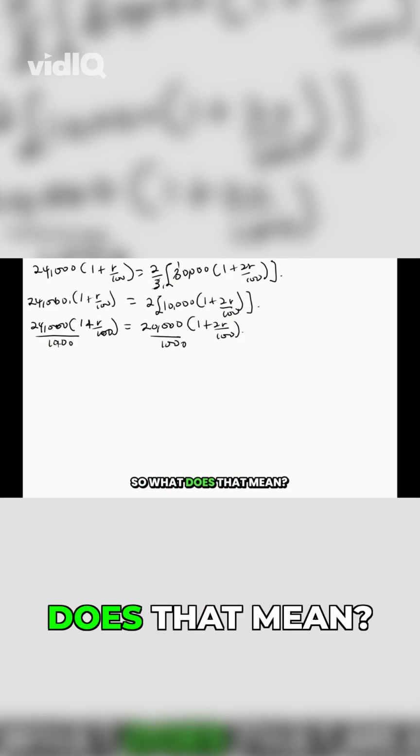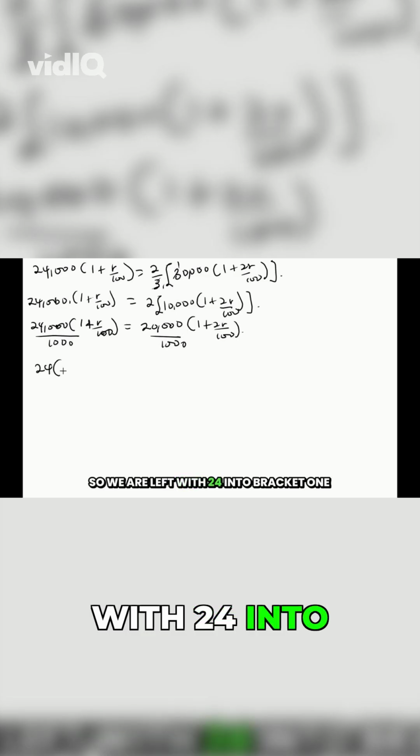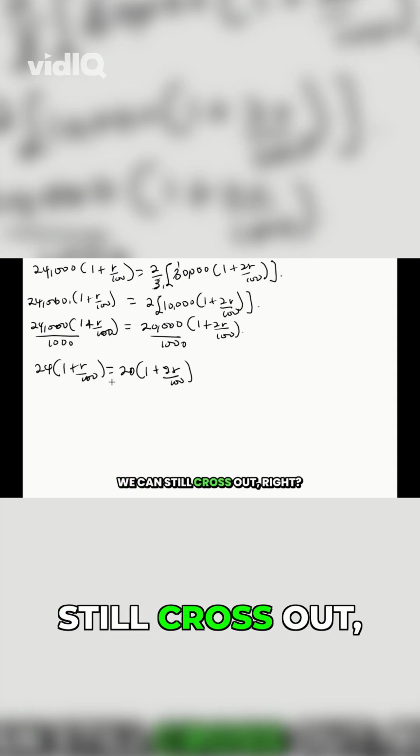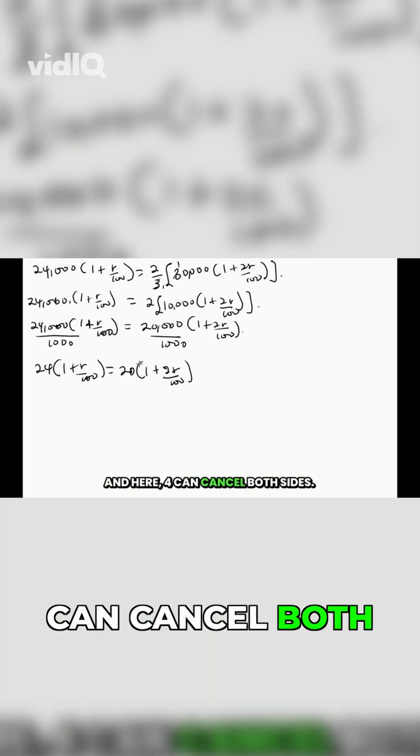Okay. So what does that mean? The 3 here cancel the 3 zeros here. So you're left with 24 into bracket 1 plus R on 100. This is equal to 20 into bracket 1 plus 2R over 100. Okay. And what does this mean? This means that this is 24 and 20. We can still cancel out. And here, 4 can cancel both sides.